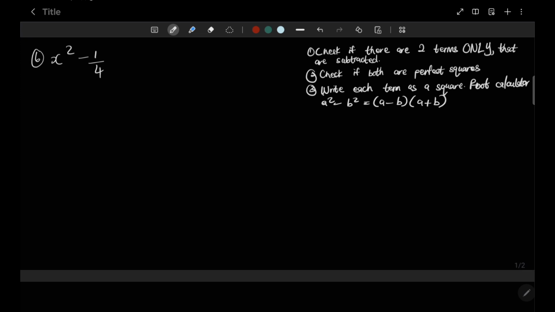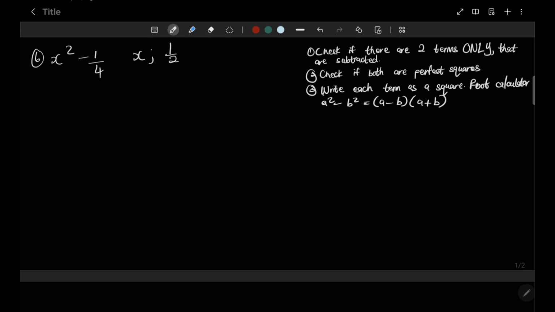Number 2, check if both are perfect squares. X squared is x times x, and the square root of 1 over 4 is 1 over 2. Both the numerator and denominator are perfect squares. So both these terms are perfect squares. What's the following step? Write each term as a square. So x squared is x times x, and the square root of 1 over 4 is 1 over 2.